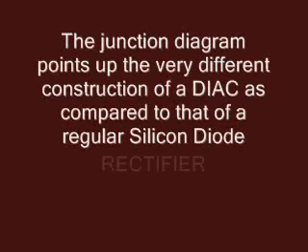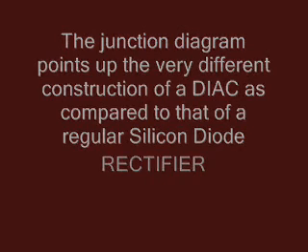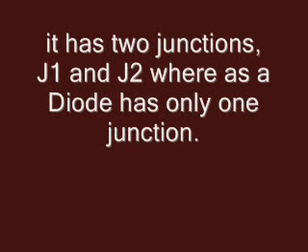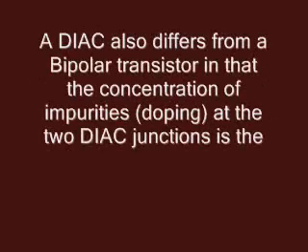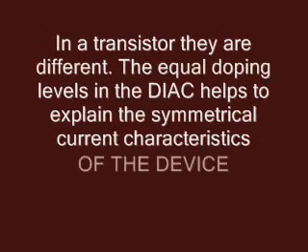The junction diagram points up the very different construction of a DIAC as compared to that of a regular silicon diode rectifier. It has 2 junctions, junction 1 and junction 2, whereas a diode has only 1 junction. The DIAC also differs from a bipolar transistor in that the concentration of impurities at the 2 DIAC junctions is the same. In a transistor, they are different. The equal doping levels in the DIAC help to explain the symmetrical current characteristics of the device.